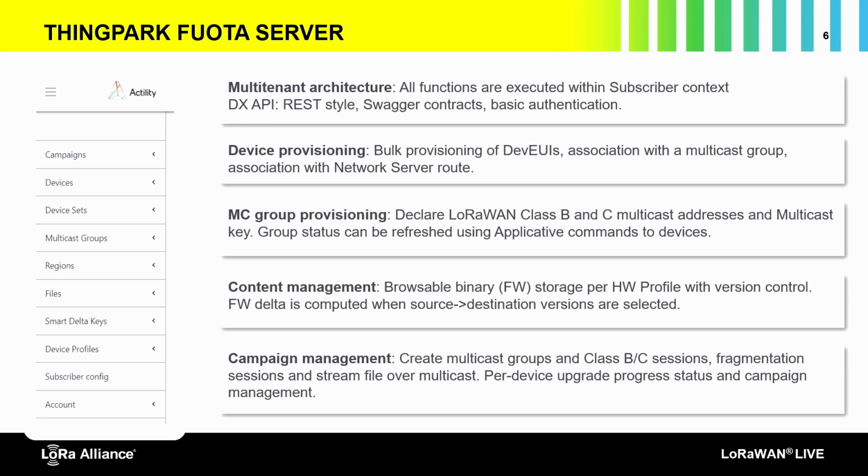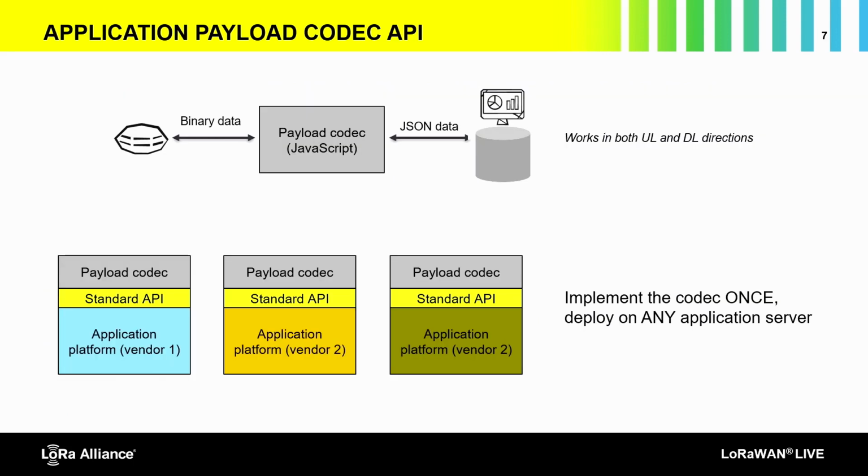So there's this campaign scheduling and management aspect. And then how fast you push the downlink frames, right? You don't want to push them all at once to clog the network. You want to spread them. So there's a bit of planning. And with the ThinkPark FUOTA server, you can do all of that. Then the application payload codec APIs.